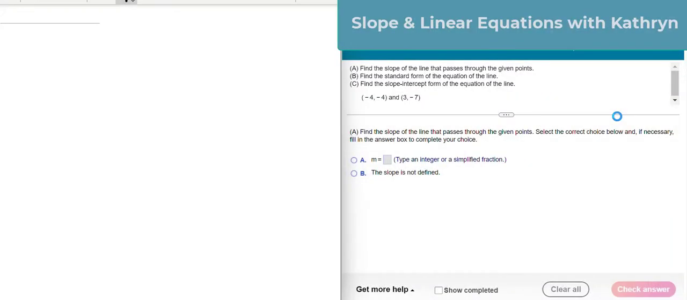Let's look at this one. Once again, A, find the slope of the line that passes through the given points. B, find the standard form of the equation of the line. And C, find the slope-intercept form of the equation of the line.